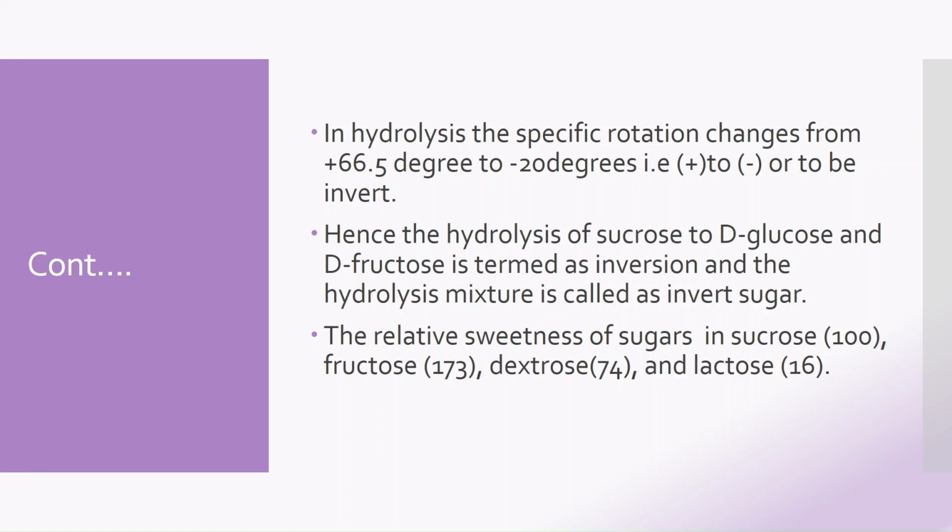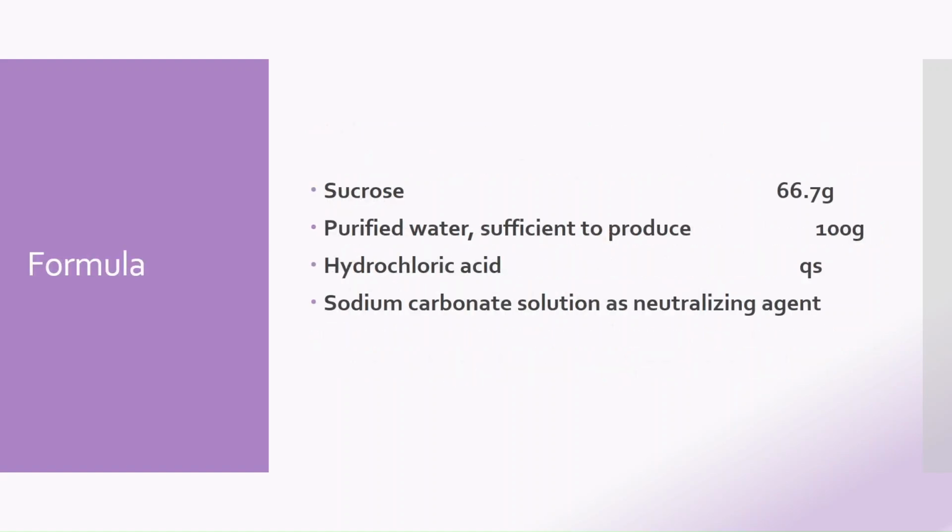Okay, so by now you know how we are going to prepare the invert syrup, where it is just the sucrose, the normal simple syrup, and we are going to add in some chemicals to enable hydrolysis to take place, and after hydrolysis takes place, behold, we get our invert syrup or invert sugar. So that brings us to the formula.